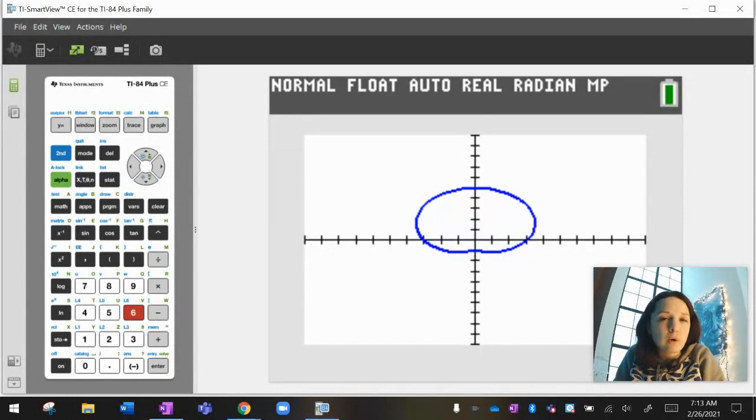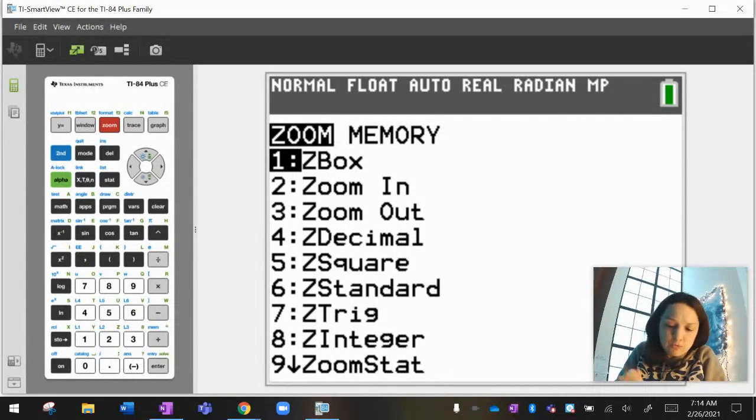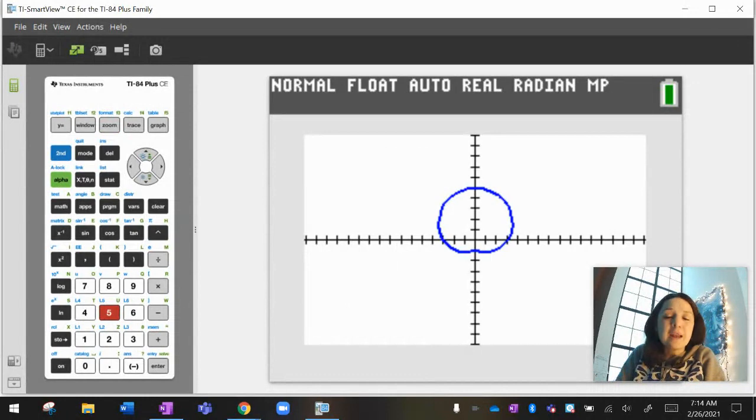Now, when you graph in polar on your calculator, your window is going to be kind of garbage because a zoom 6, a standard window, is squashed. So if you go from zoom 6 to zoom square, which is zoom 5, now it looks more like what it's supposed to look like.